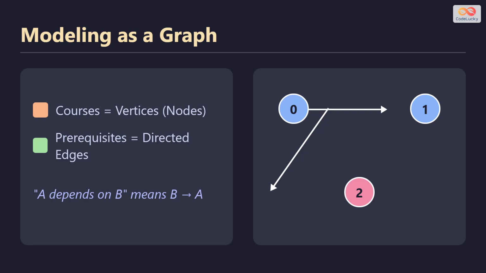To solve this computationally, we model the problem as a graph. Each course becomes a vertex or node in our graph. The prerequisites become directed edges. If course A depends on course B, we draw an arrow from B to A.